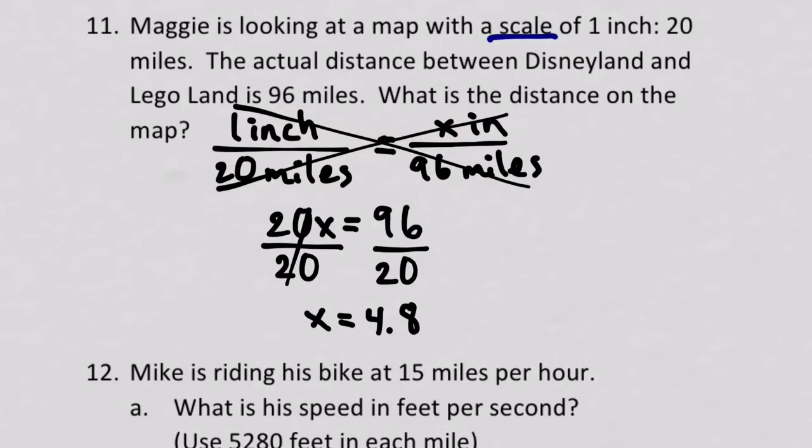Now this is in inches, 4.8 inches, because they gave us 96 miles, so we want to convert it to inches. Now let's make sure that this makes sense. If 1 inch is 20 miles, then 96 miles should be a lot bigger than 1 inch, but not too big. So 4.8 sounds about reasonable, right? 20 plus 20 plus 20, that's 80, so more than 4 inches for sure. This is a perfect answer.